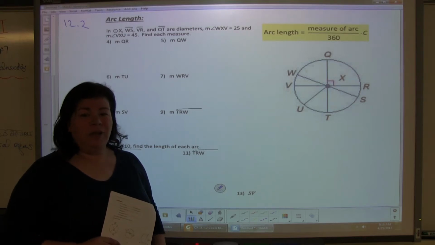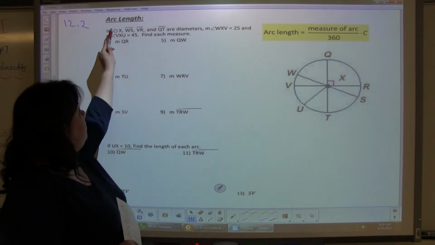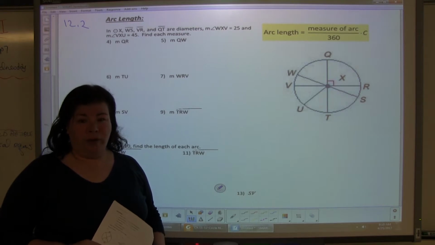Hi everyone, so you should be looking at your notes packet that we handed out a couple days ago. And right now we're going to be on the page that says arc length, and what you want to do is label that section 12.2.